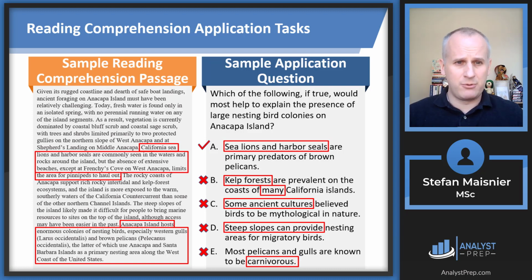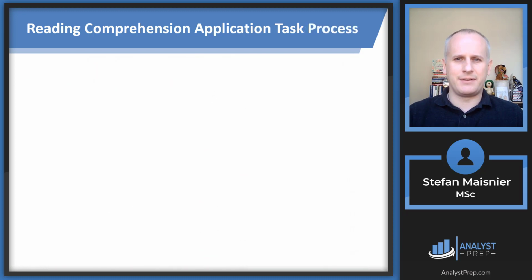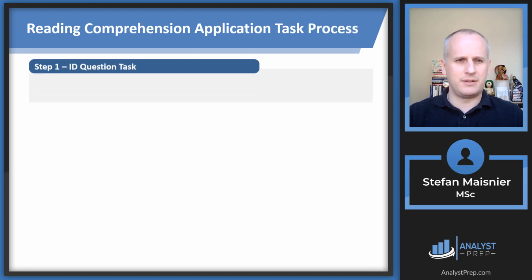So many reasons to potentially eliminate E, and we select A as being supported broadly by the passage earlier in a spot that we may not have remembered but have to go confirm. And that does help to explain why the pelicans and potentially the gulls as well are able to nest comfortably on Anacapa Island. Now, let's talk about the process that we've illustrated here.